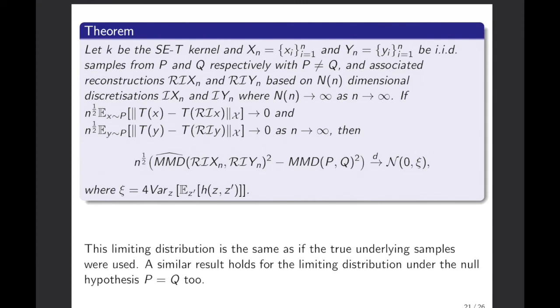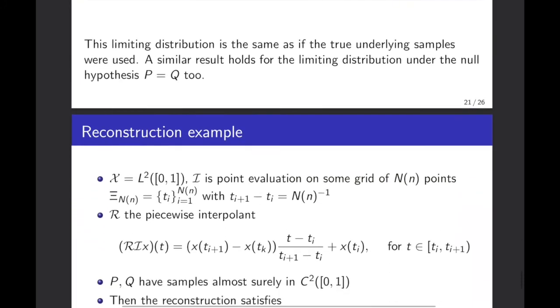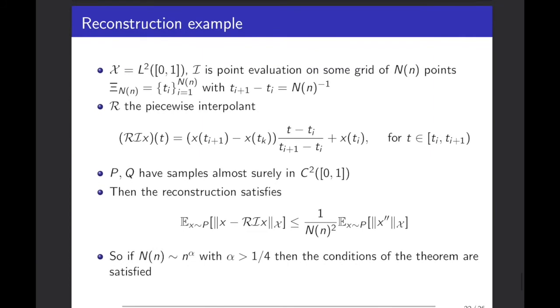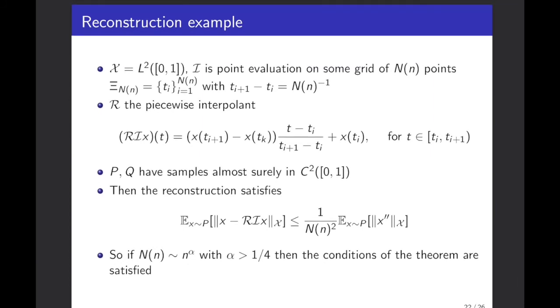So this shows us that as long as our approximation is good enough, and this is a very broad condition because we're not actually making many intrinsic assumptions on R or I, we just need the approximation to be good enough. So we can give a very simple example of this, and we give more examples in the paper. The most basic example is using a piecewise interpolant.